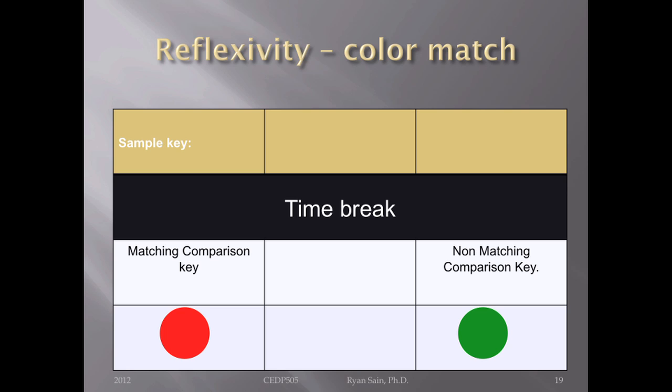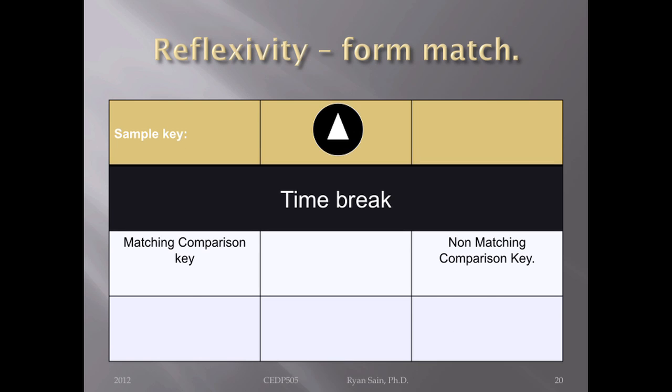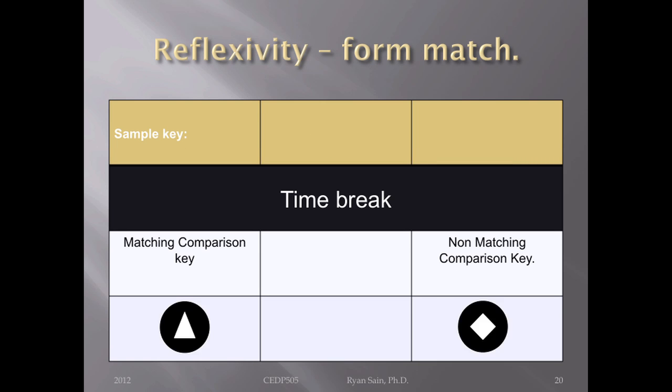So eventually they learn that, okay, red equals red, and I'm going to get reinforced if I choose the red circle. Right? We could do reflexivity in terms of shapes. Okay, which one was the matching comparison key? It was a very short time break, and I didn't present that key very long. Let's do it again. There it is. So the matching comparison key is the triangle. So the sample key was a white triangle.